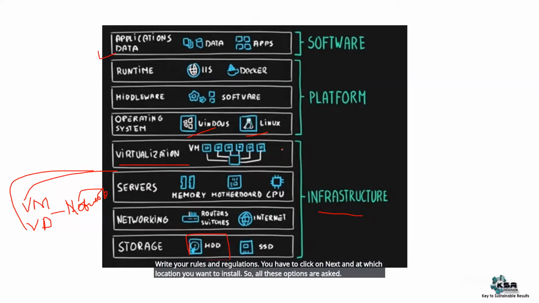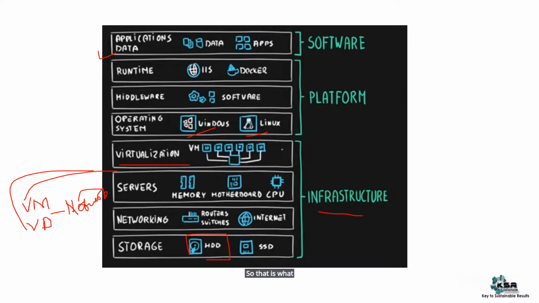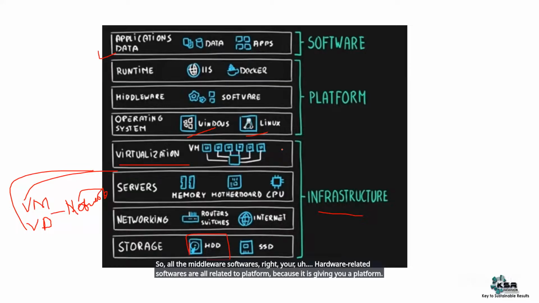Why? Because you are not the owner of the infrastructure. If you're the owner, you can easily decide. Nor is it a finished product. The only thing is it is giving you a platform to install that application. So that is what the platform is. It is in between software and infrastructure. All the middleware software, your hardware-related software, is related to platform because it is giving you a platform. You have a camera in your laptop. It is nothing but a platform. It's not a complete application.